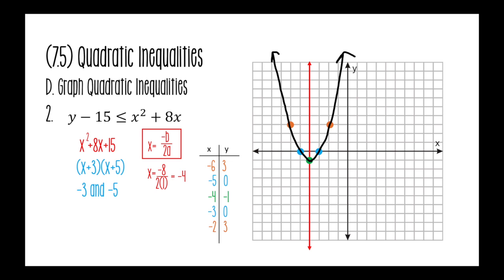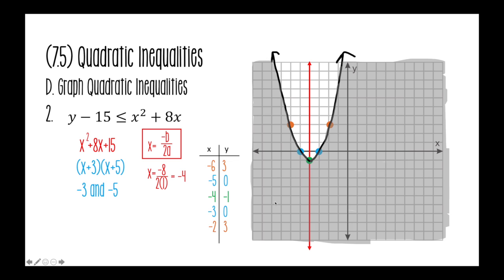And then again, now I have to look at where the shading is going to be. Because this says less than or equal to, it's everywhere below this parabola, and that's going to actually put it on the outside here. So your shading should look like this for number 2.